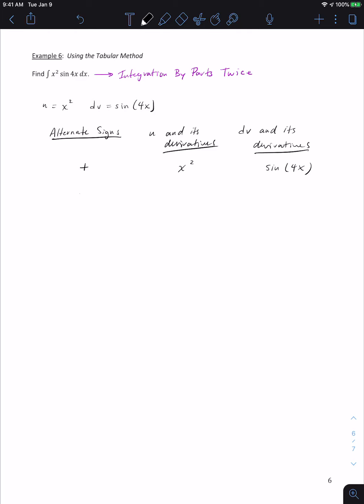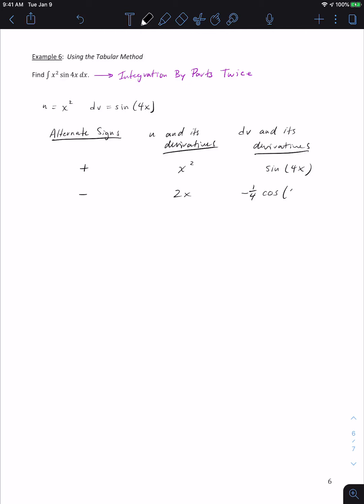And now we go down. We alternate the signs, so now we get a minus sign. The second column is u and its derivative, so I take the derivative of x squared, which is 2x. The third column is dv and its antiderivative. So I need to take the antiderivative of sine of 4x. Remember, if I take the derivative, I would chain on 4, but since it's the antiderivative, I chain on the opposite of 4, or 1/4. So this looks like 1/4. The antiderivative of sine is negative cosine of 4x.